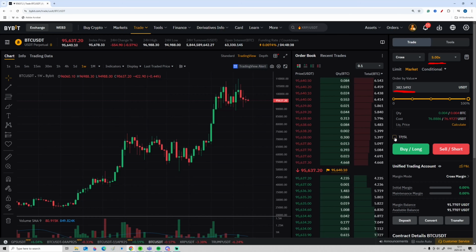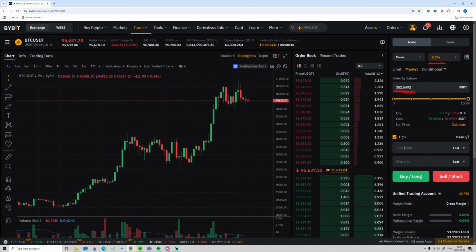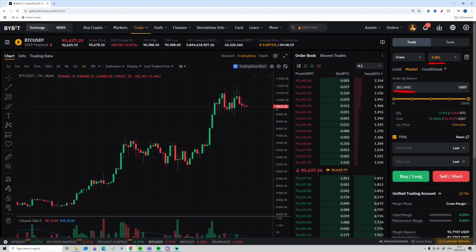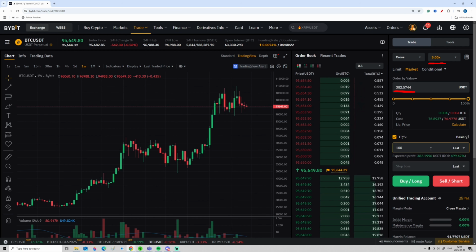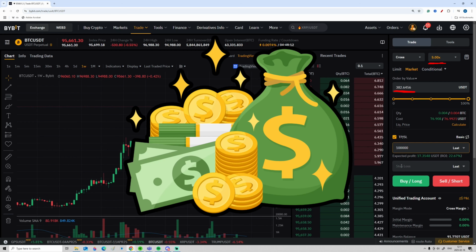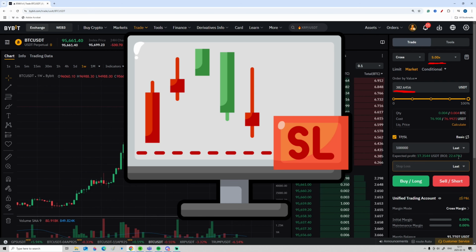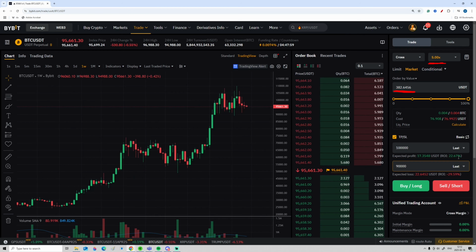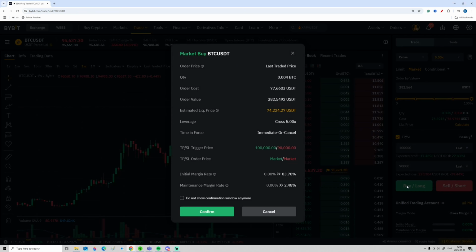We can also, if we want to, by checking this box right here, set an automatic take profit and stop loss level. So right now the price is at around 95,630. Let's say we want to set an automatic take profit price target at $100,000. So if the price reaches $100,000, we will automatically lock in profit. And let's say that we want to set our stop loss at 90,000. So if the price goes down to 90,000, we will automatically sell the position. Then when we are ready here, we can click buy/long.